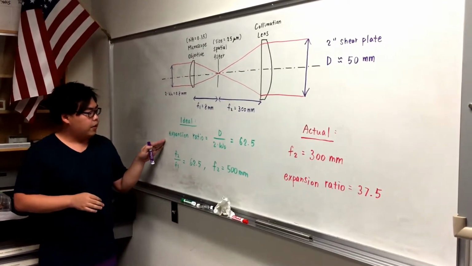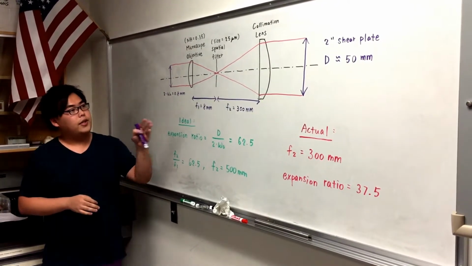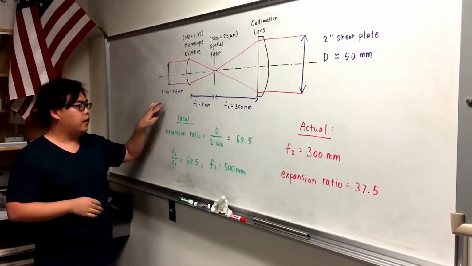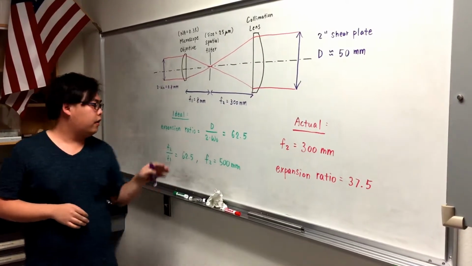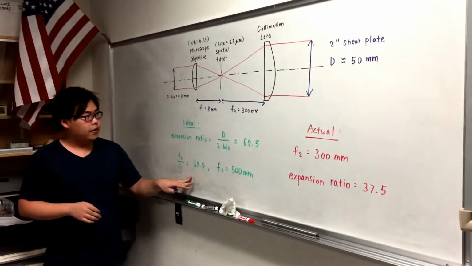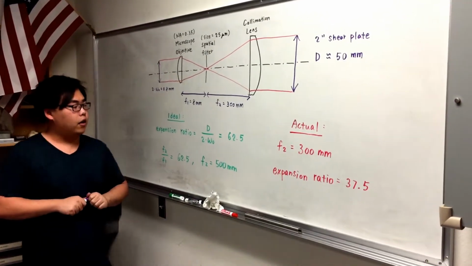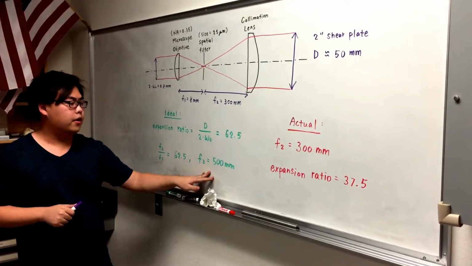To get the expansion ratio, we need to use the size of the shear plate and the beam waist. Ideally, it has to be 62.5. Then using that ratio, we can find the focal length of the collimation lens to be 500 millimeters.